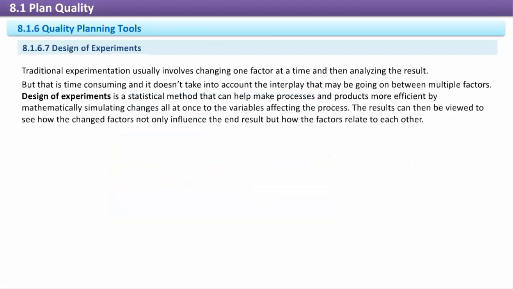Traditional experimentation usually involves changing one factor at a time and then analyzing the result. But that is time-consuming and does not take into account the interplay that may be going on between multiple factors. Design of experiments is a statistical method that can help make processes and products more efficient by mathematically simulating changes all at once to the variables affecting the process. The results can then be viewed to see how the changed factors not only influence the end result but how the factors relate to each other.